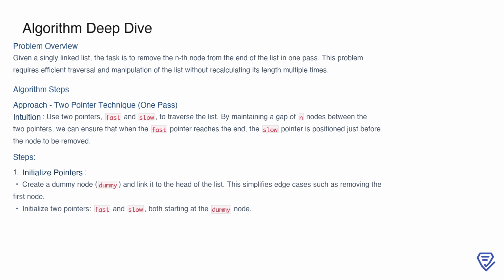The process begins by initializing both pointers at a dummy node, which is a helpful construct that simplifies edge cases, such as when the head node itself needs to be removed. This dummy node is linked to the head of the list, and both the fast and slow pointers start from this position, ready to traverse the list strategically.